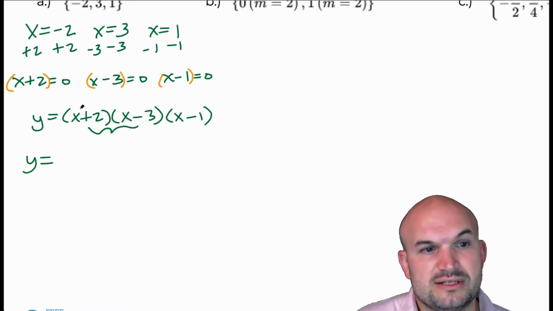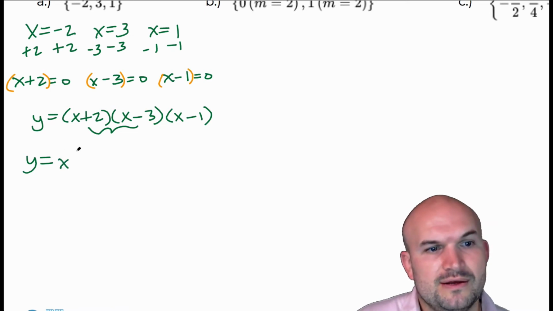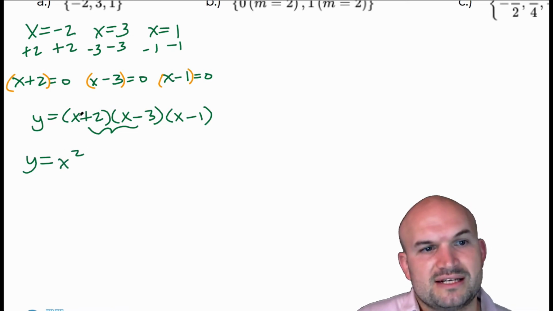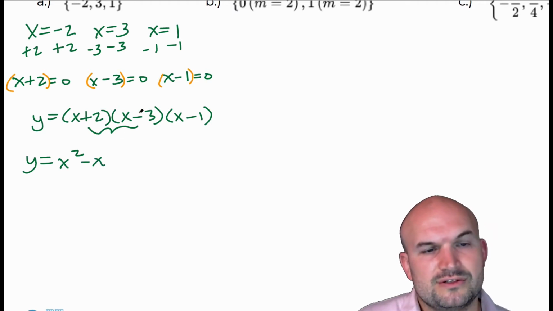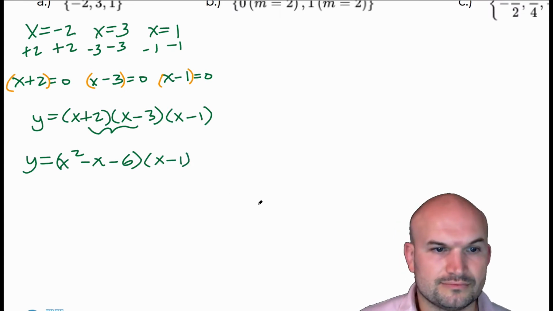I'm just going to do this in my head. X times x is x squared. I have 2 times x and then x times -3, so that's going to give me a -x when I combine those. 2 times -3 is a -6. Keep those in parentheses because remember it's this product times x minus 1.